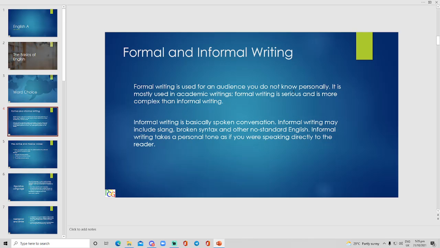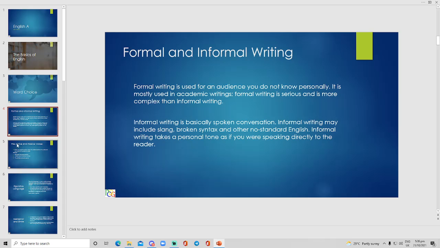And I also want to make the point that formal writing is used in academic writings, which means this is the writing we use essentially for school, when you have to write projects or expository essays. Those sorts of things use formal writing, right? Even though we know that, say, the reader is our teacher, and I have here that you don't know the person personally, you still use formal writing in those scenarios.